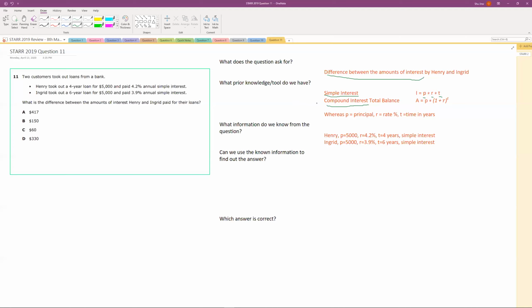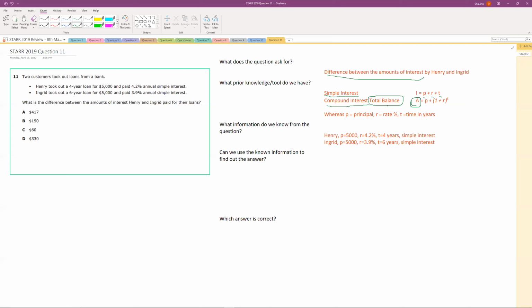And there's a different type of interest called compound interest. For compound interest, the formula is a little bit different. This formula does not give you the interest itself, it gives you the total balance. The total balance under the compound interest method equals P times (1 plus R) to the power of T. So that's the formula for the compound interest total balance.